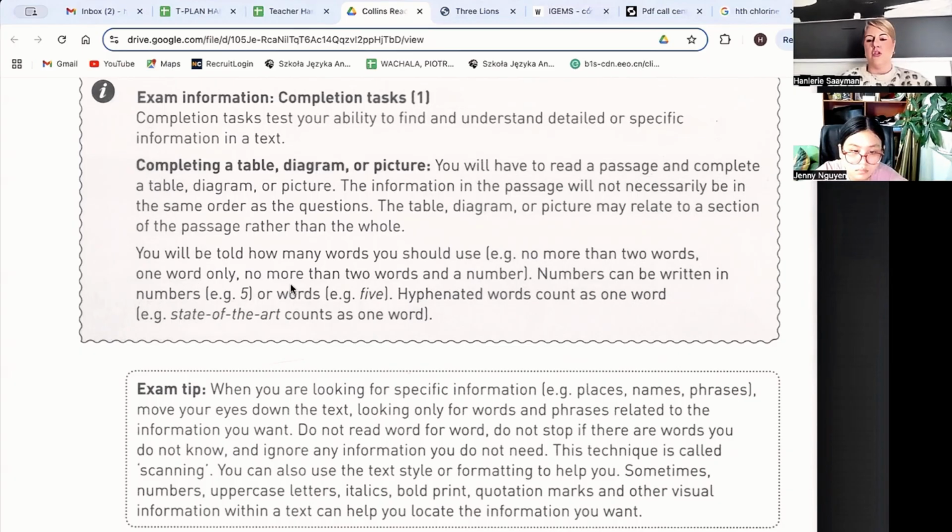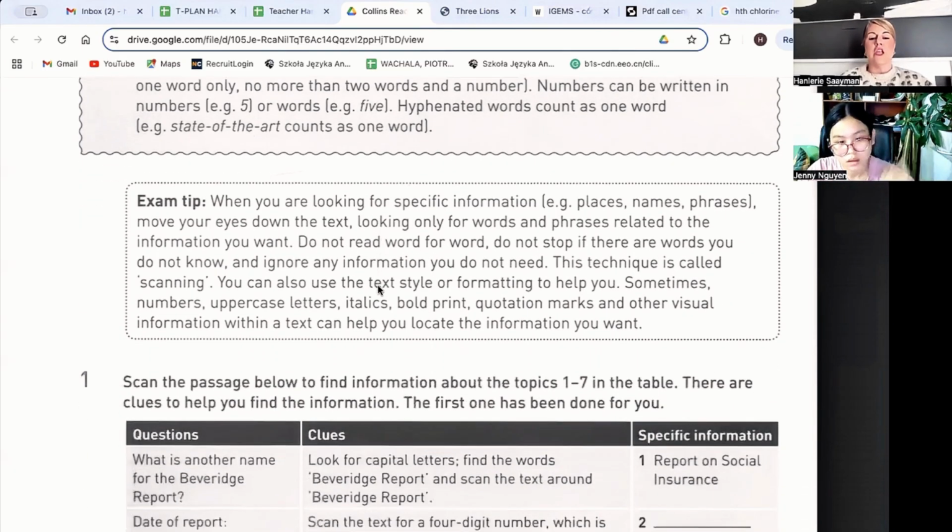One word only. No more than 2 words and a number. Numbers can be written in numbers, for example, 5, or in words, like five. Hyphenated words count as 1 word. For example, state-of-the-art counts as 1 word. Okay, so can you read for us the exam tip?